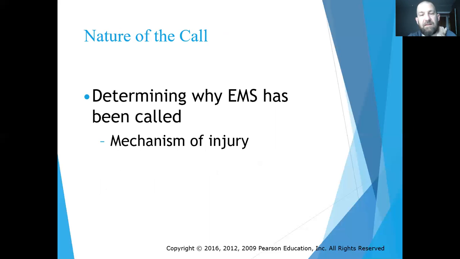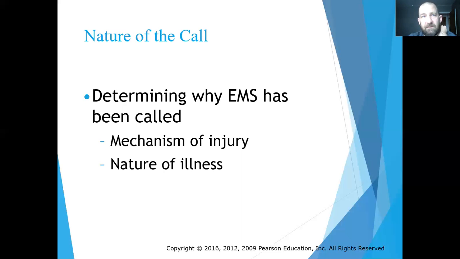We start with mechanism of injury. Remember, mechanism of injury is how they got hurt, basically. So if you have a patient and they fell down the stairs, well, how did they get hurt? They fell down the stairs. What's the mechanism of injury? They fell down the stairs. Okay, so that's the easiest way to understand mechanism of injury.